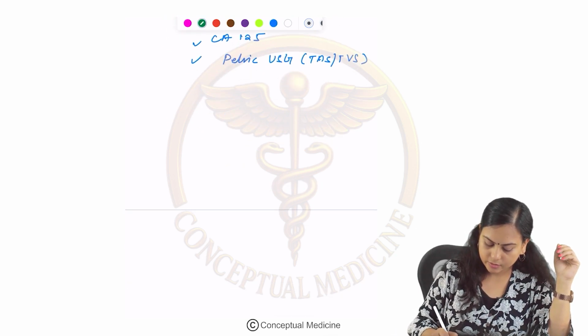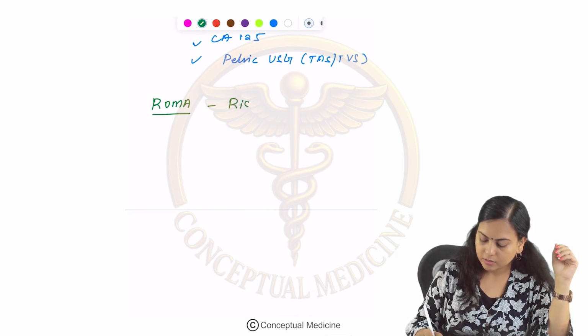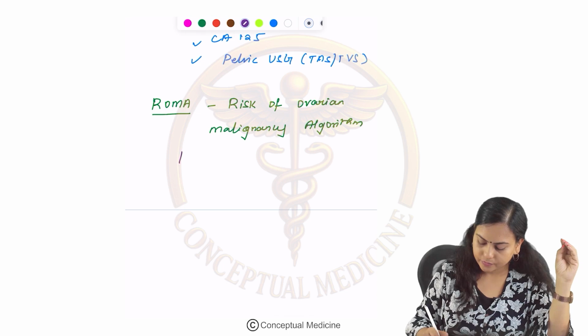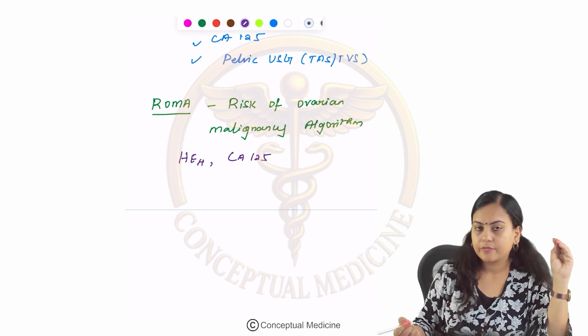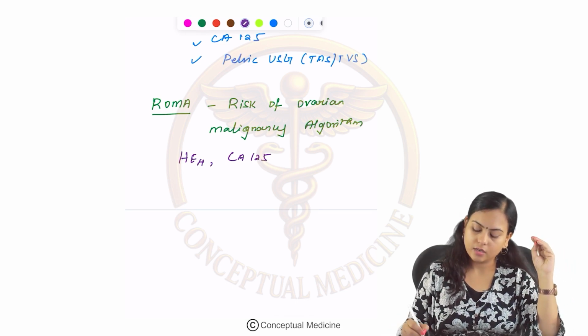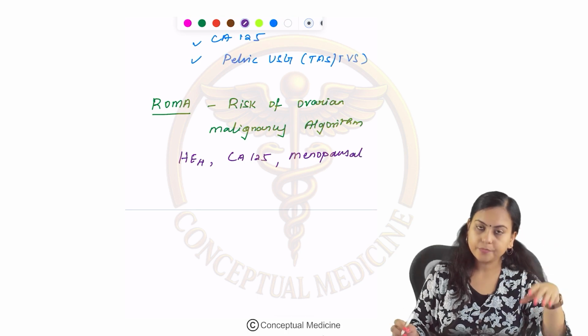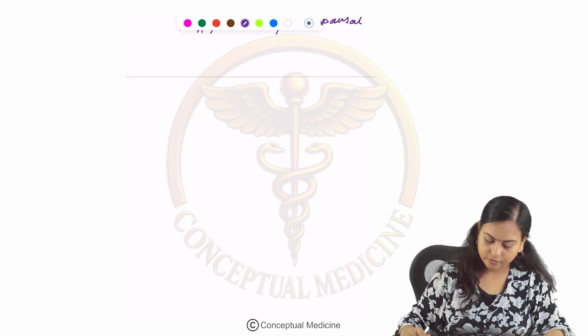And the next one is ROMA. ROMA means it is risk of ovarian malignancy algorithm. Okay, risk of ovarian malignancy algorithm. Now this is based on markers like HE4, CA125, and here also we will be checking the menopausal status of the female. Clear? So these are the 2 methods.